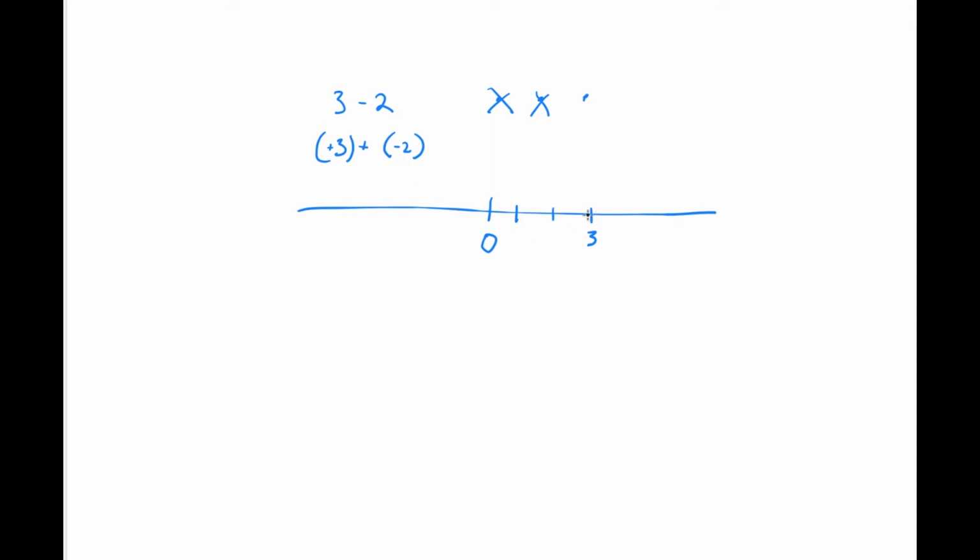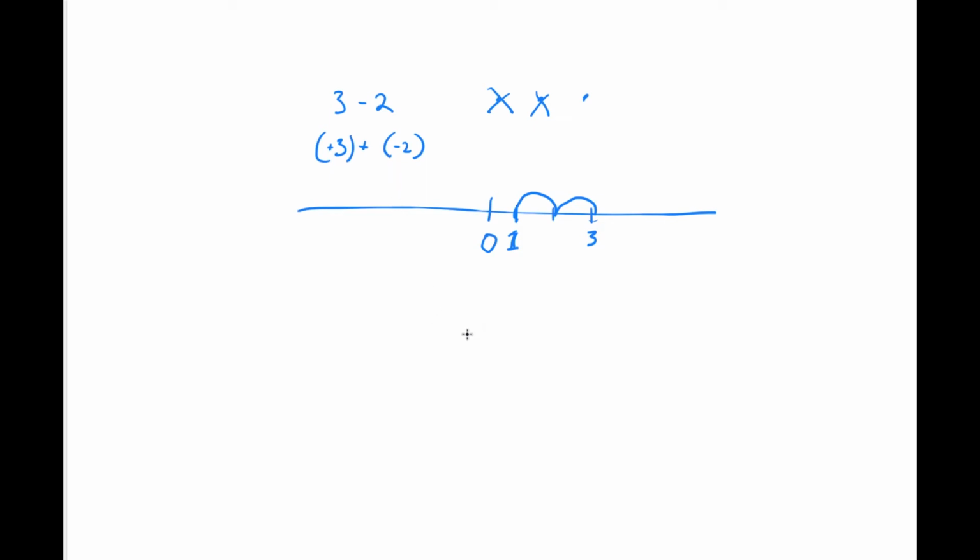So if you have a positive 3, a negative 2 means you have to go to the left 2 spaces. So 1, 2, that leaves you at 1. Isn't that what we had here? Right? It's the same thing. That's what that is. So on the number line, you start with the positive number or the number first, and whatever this sign is, that's the direction you move on the number line.